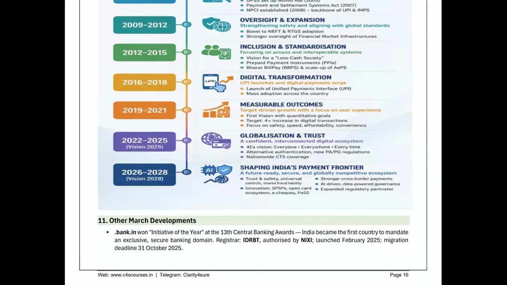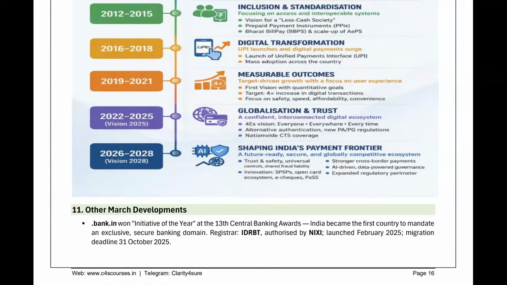Now, 11th, other mass developments. Please have a look. That is .bank.in, a domain that has been created, which is a very great initiative by the RBI. This is why the RBI also received an award, because it is a first. India is the first country to implement this. .bank.in won Initiative of the Year at the 13th Central Banking Awards. India became the first country to mandate an exclusive secure banking domain, with the registrar IDRBT authorized by NICSI.